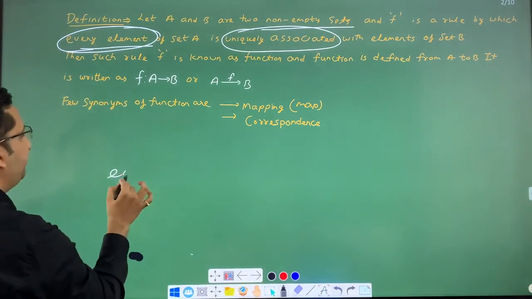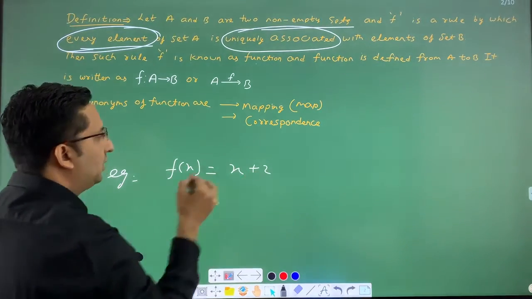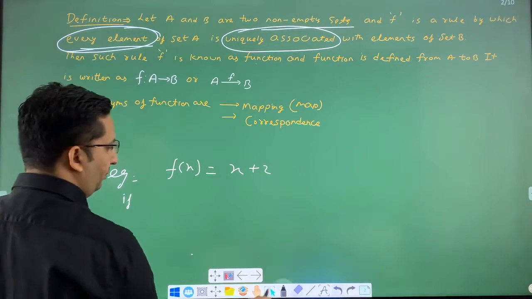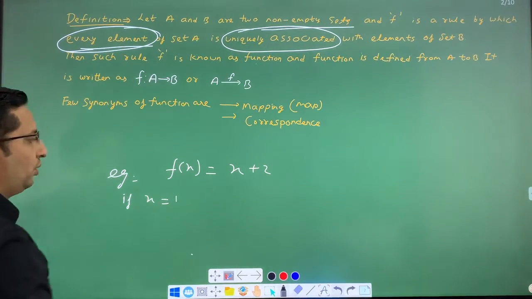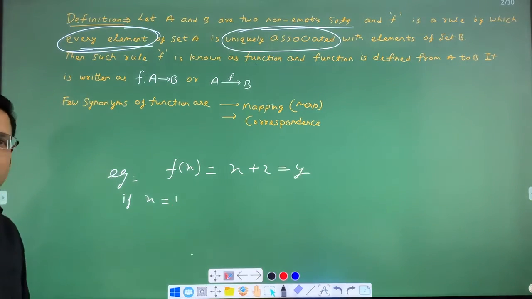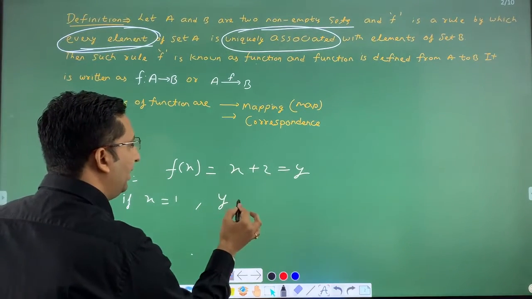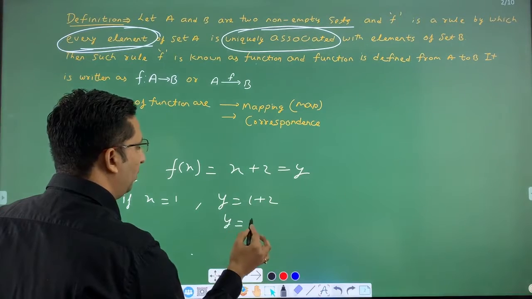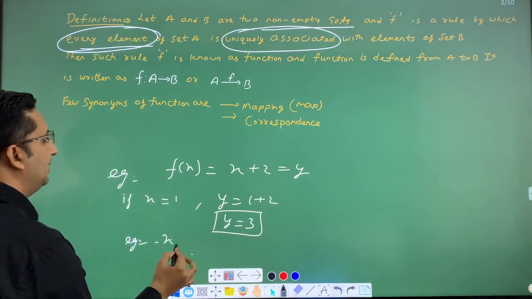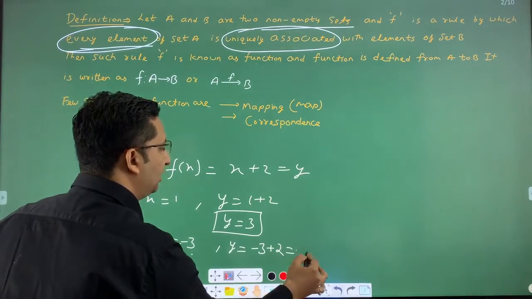For example, let's say we have a function f(x) equals x plus 2. Either you say f(x) equals x plus 2, or you can say y equals x plus 2. If I put x equals 1, what will I get? y equals 1 plus 2, so y equals 3. Similarly, for another value, x equals minus 3, what do we get? y equals minus 3 plus 2, which is minus 1.